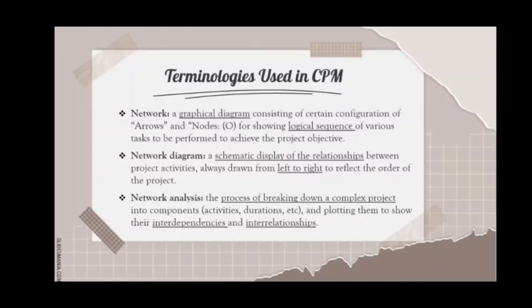Lastly, network analysis. It is the process of breaking down a complex project into components. These components are activities, durations, and so on, and plotting them to show their interdependencies and interrelationships. The critical path is the longest route through the network, but we also calculate the earliest and latest possible activity start times. This allows us to see where we have the flexibility to change the start time of an activity without affecting the project's completion. Slack in the plan is a term used by project managers to describe float.